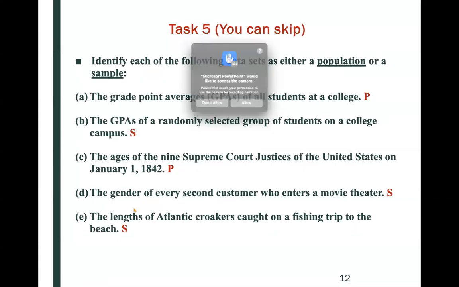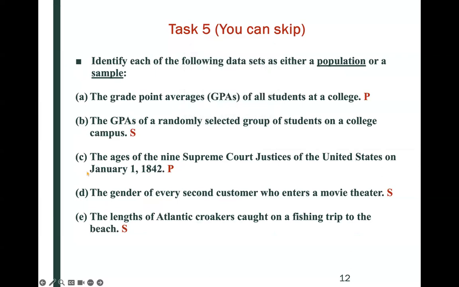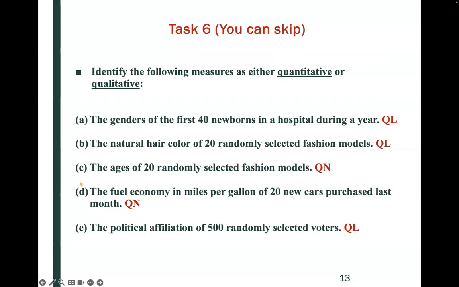Oops. Okay. This is what I get for having jokes. Sorry. All right. And then we left off on D.